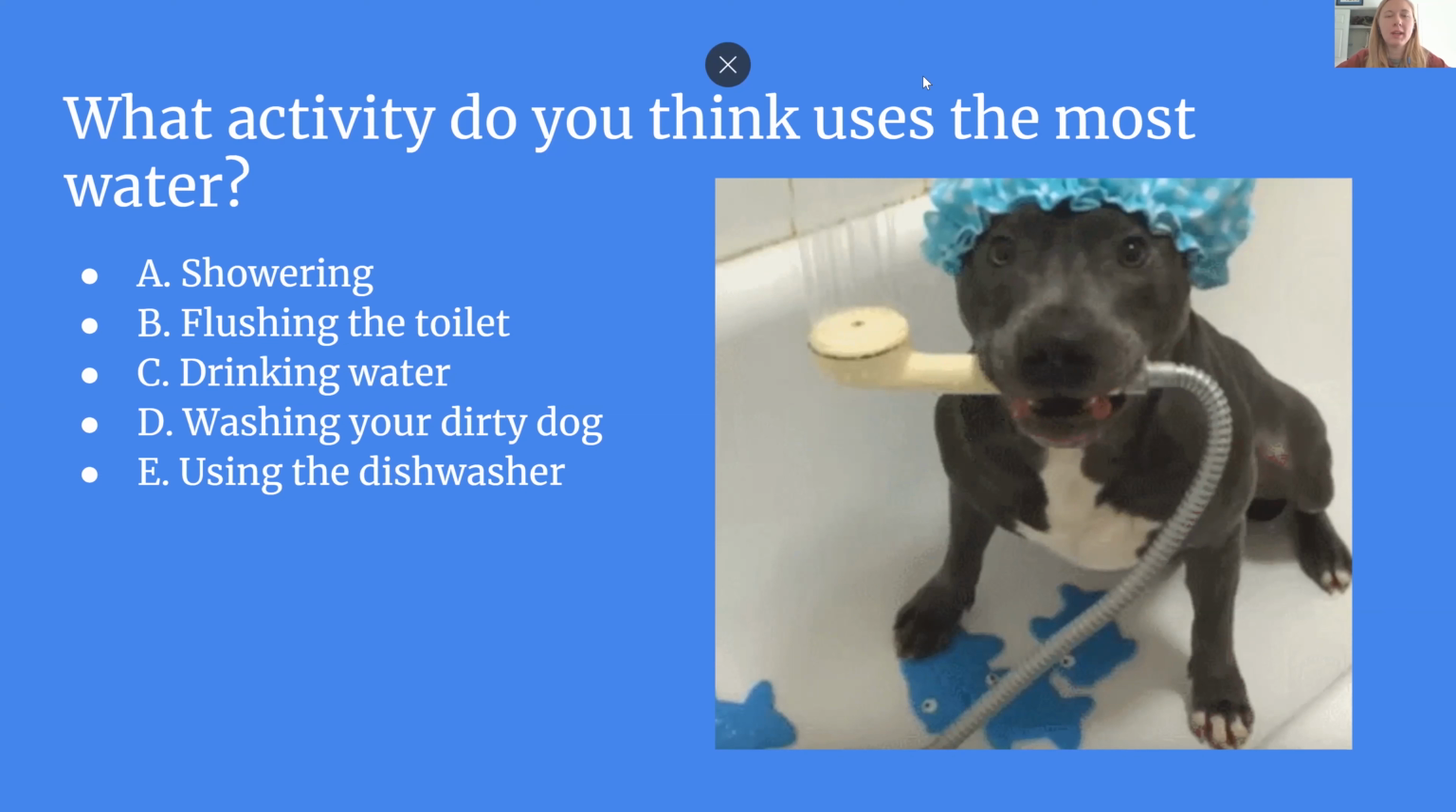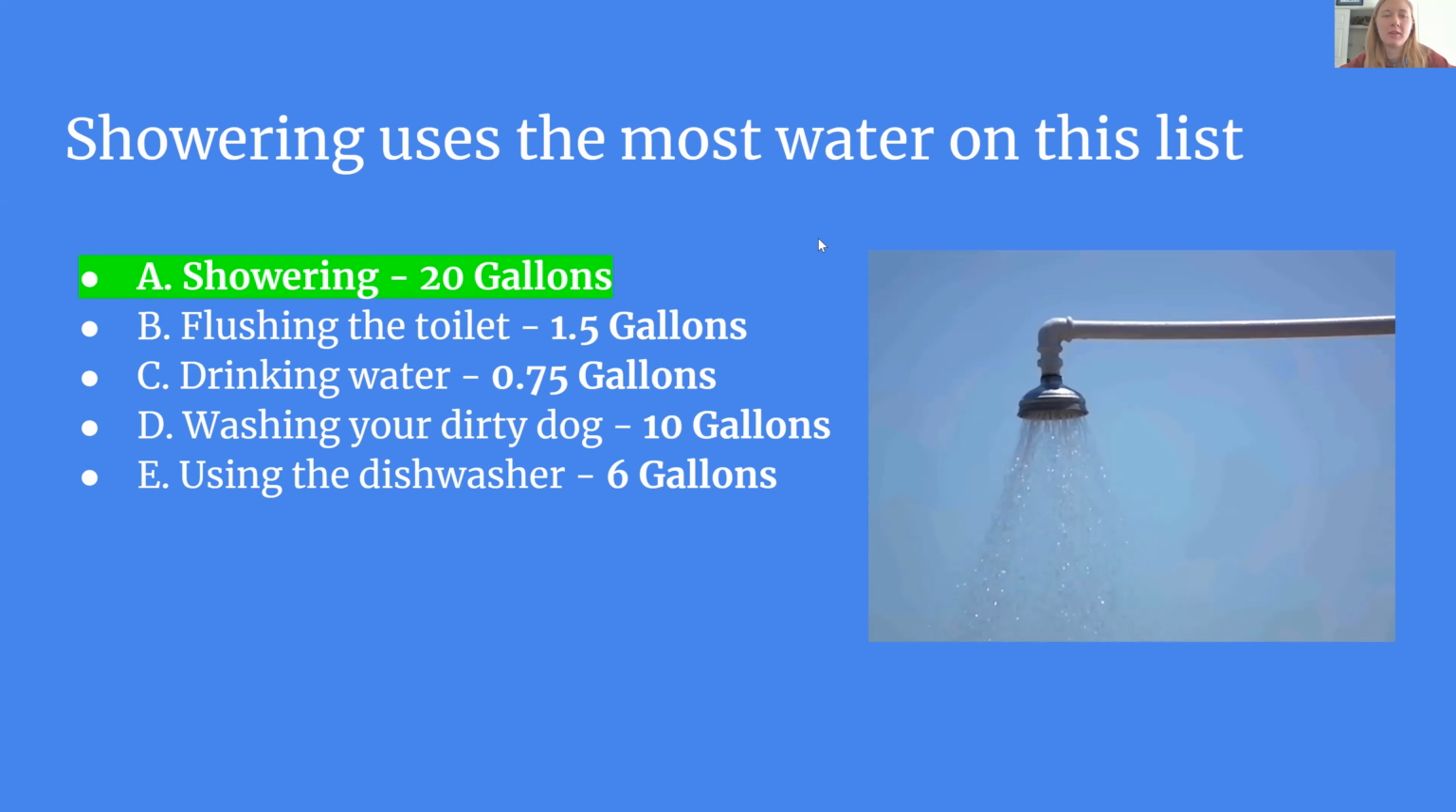So what activity do you guys think uses the most water? Martin says showering, washing your dog. Okay. They all think something different. It is showering. So that uses on average 20 gallons, whereas washing your dog only takes 10, using dishwasher only takes 6. Wow. Flushing the toilet 1.5, and drinking water is 0.75.